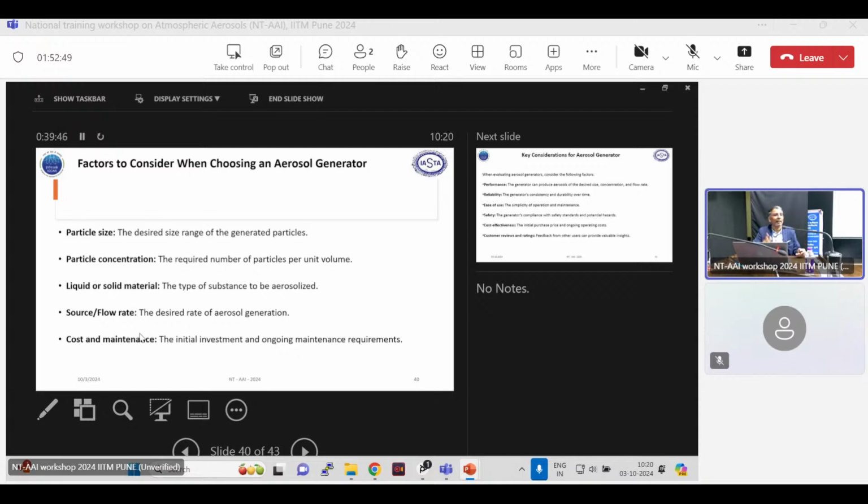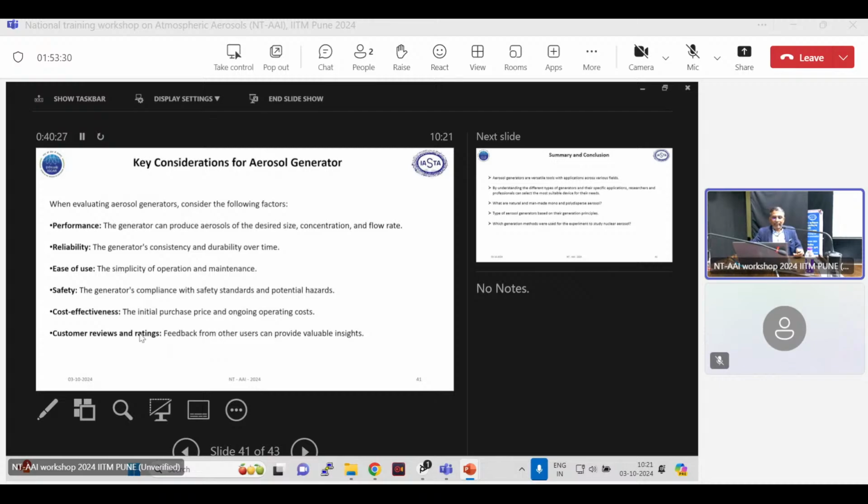Then what particle concentration you are targeting, and whether you want a solid aerosol or a liquid aerosol. Then what is the source rate? Source rate means the generation rate. Whether you need a constant aerosol, or you need a lower flow rate and a higher flow rate. And then cost and maintenance, because we can procure the generator, but some aerosol generators have a very huge cost to maintain, like the plasma torch. It is costly, and maintaining it in working condition also requires a lot of money.